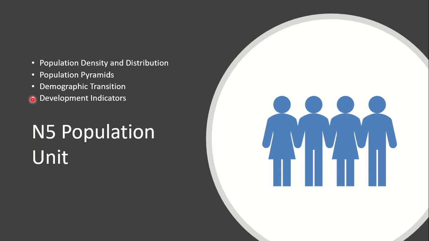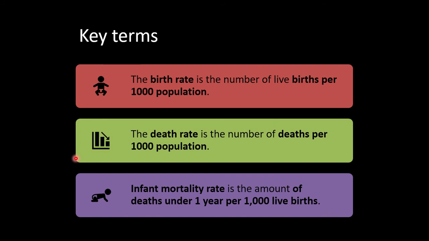So if you're taking notes, population unit is your title. And here are some of the key terms that you need to know. The first is the birth rate. It's the number of live births per 1,000 population. So for every 1,000 people we have in the UK, this is the number of babies born to that 1,000 people.